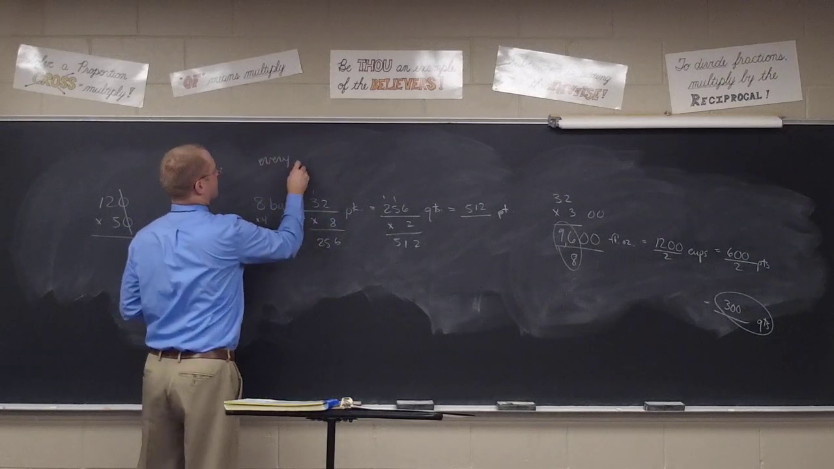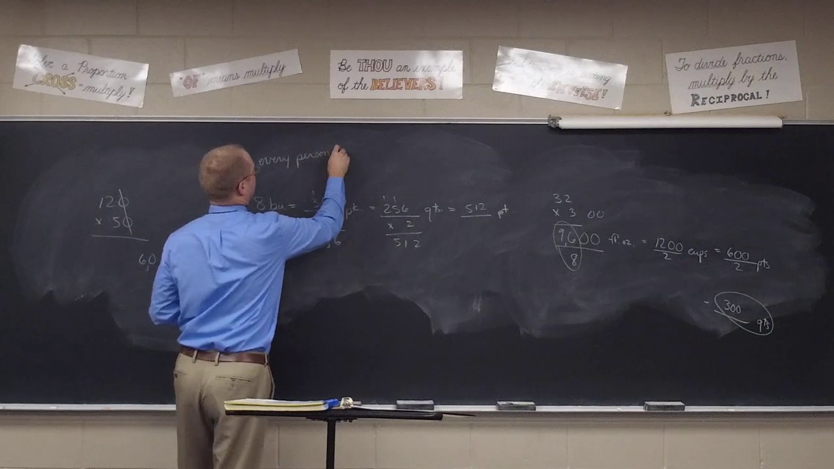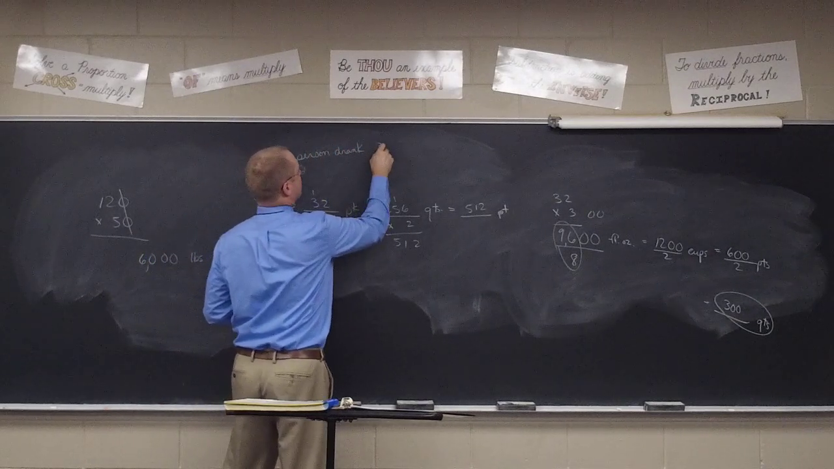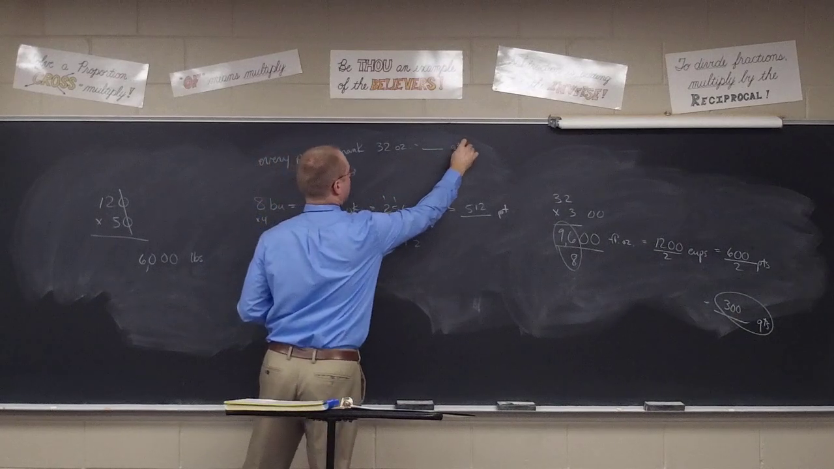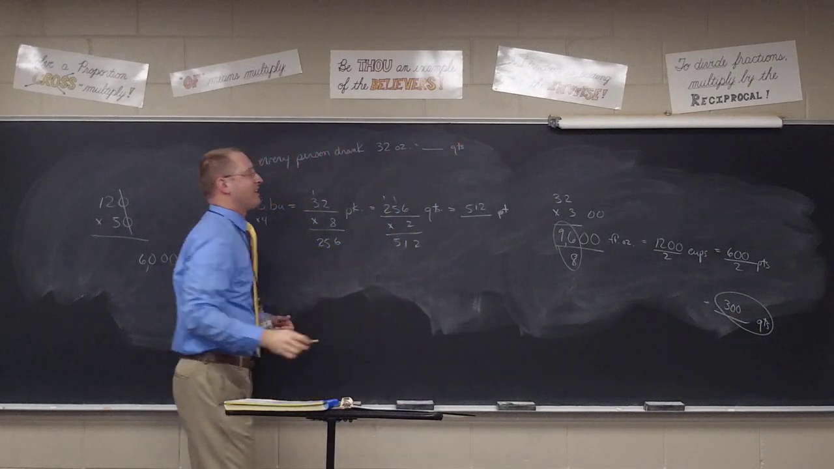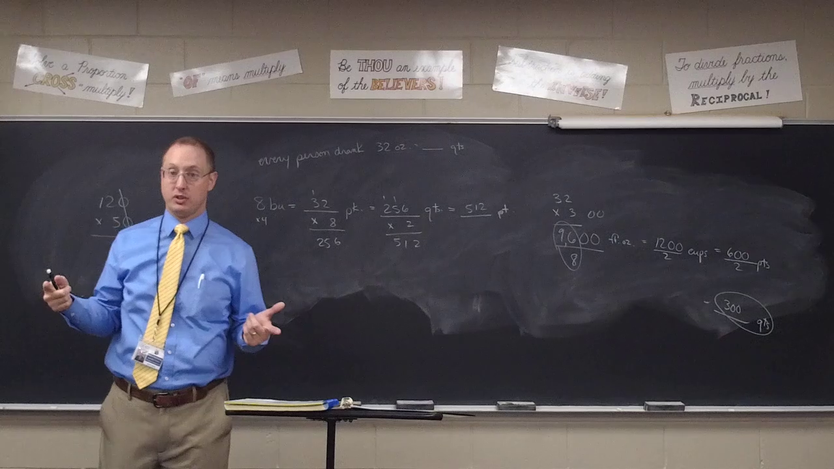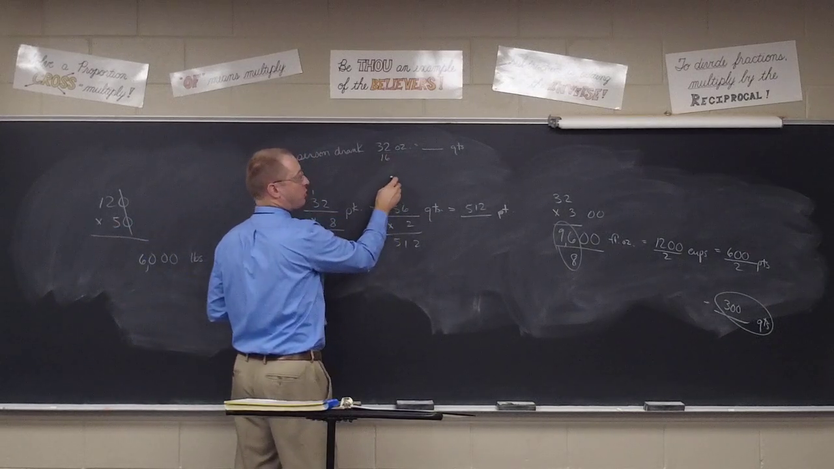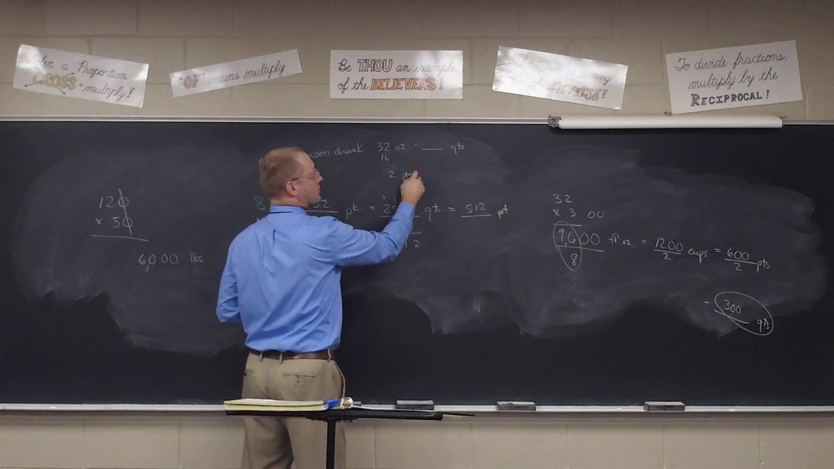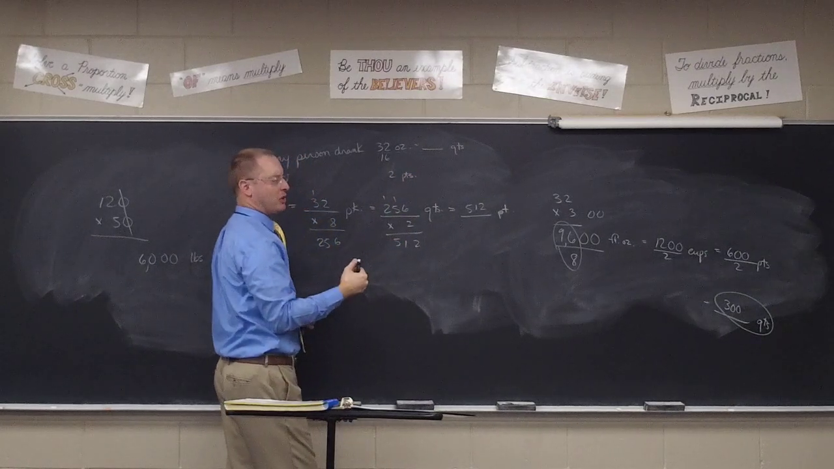How much did it say every person drank? 32 ounces. It said every person drank 32 ounces. Let's convert that to quarts first. For instance, we know in a pint there are how many fluid ounces, class? 16. If we divide 32 by 16, that gives us what? 2. 2 pints, right?